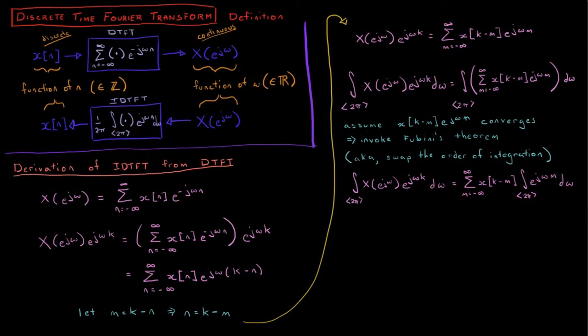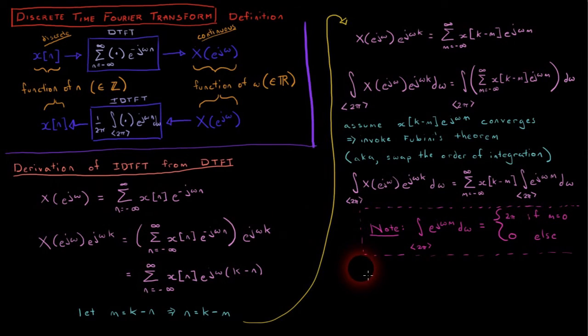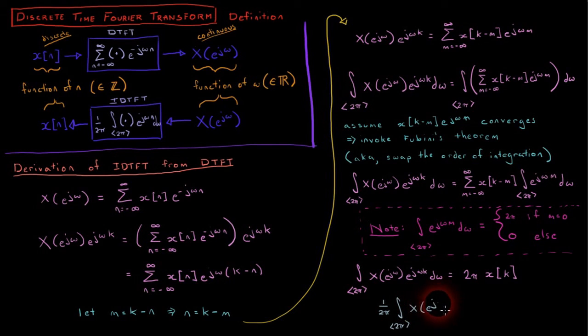Here, we note that the integral of e to the j omega m over a 2 pi interval is equal to 2 pi if m equals 0, and 0 for all other values of m. This means that the right-hand side equation only needs to be evaluated for m equals 0. Otherwise, we're just summing a bunch of zeros. So, plug in 0 for m and simplify the right-hand side to 2 pi times x of k. Divide both sides of the equation by 2 pi, and we are left with the inverse discrete Fourier transform.